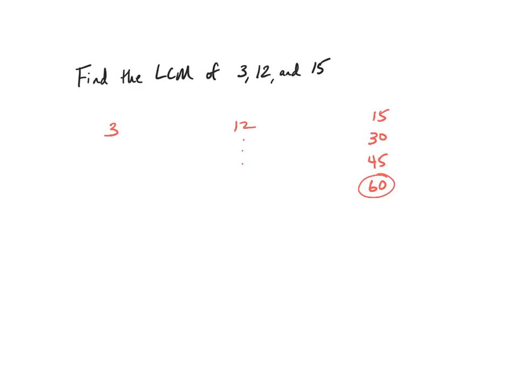So I know somewhere along this list, if I were to list all these out, I'd eventually come to 60. I also know that 60 is going to be a multiple somewhere way down the line of 3, because I know 3 times 20 equals 60. So my least common multiple of 3, 12, and 15 is 60.